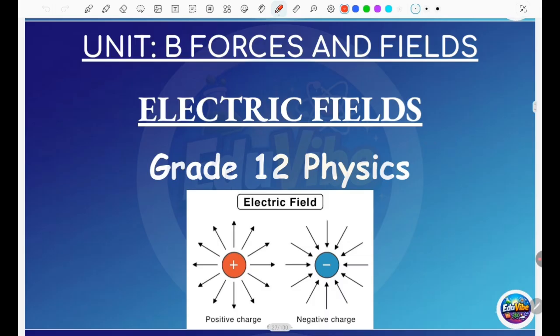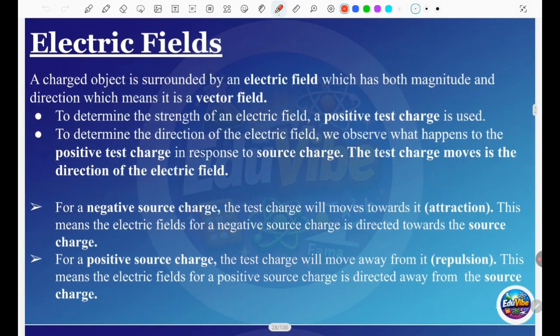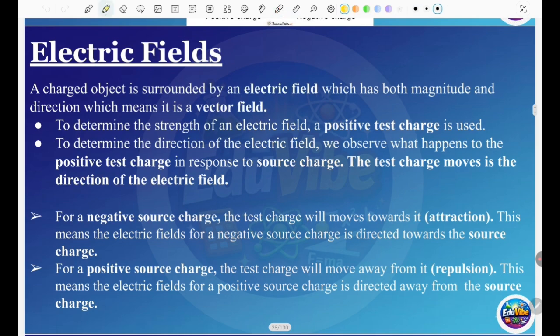So this is your new topic. Let's start with the meaning first. A charged object is surrounded by an electric field which has both magnitude and direction, which means this is a vector field. So a charged object is always surrounded by an electric field. And since the electric field has both magnitude and direction, this is a vector field, or you can say a vector quantity too. So in the case of fields, we're talking about a vector field.